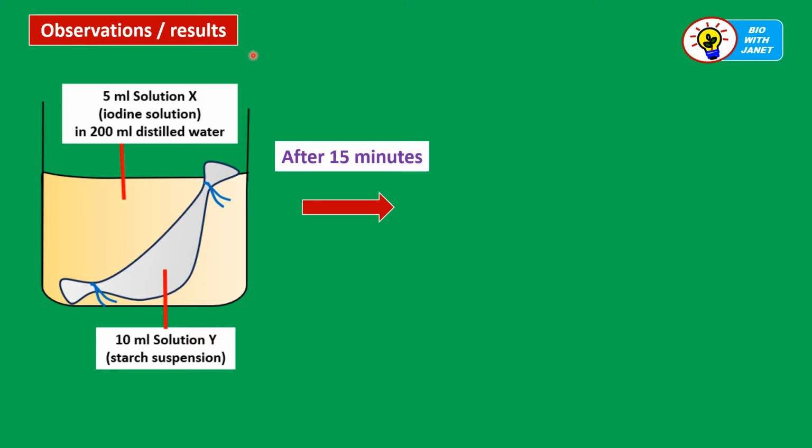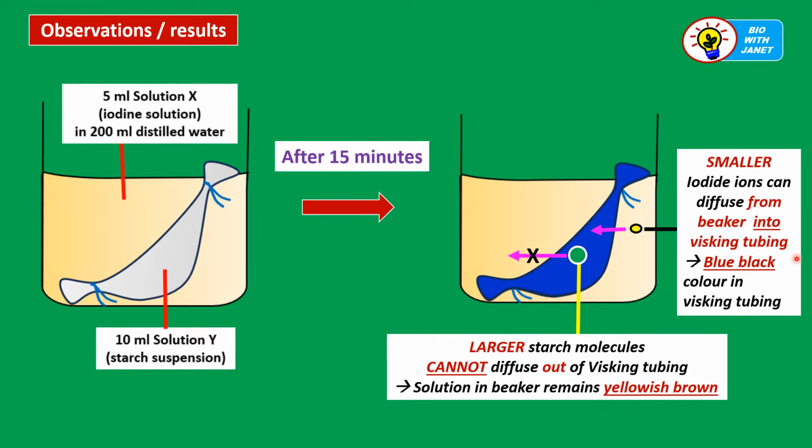So let's discuss the observations and results after 15 minutes of soaking the whisking tubing. Outside the whisking tubing, we have a solution containing iodine. It's iodine solution, and inside the whisking tubing we have the starch suspension. What is your result after 15 minutes? Now you'll find that the suspension inside the whisking tubing here will turn blue-black in color. But the solution outside the whisking tubing in the beaker remains the same.